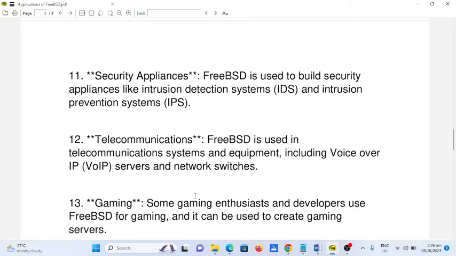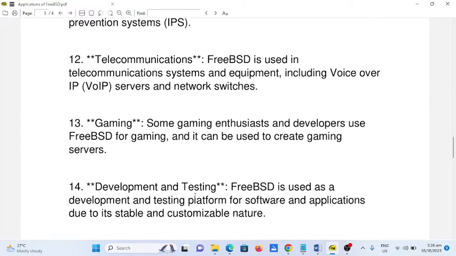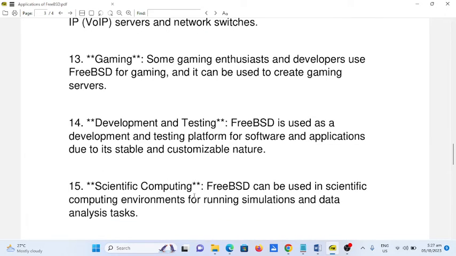FreeBSD is used in telecommunications systems and equipment including voice over IP or VoIP servers and network switches. Number 13, gaming. Some gaming enthusiasts and developers use FreeBSD for gaming. It can be used to create gaming servers. Number 14, development and testing. FreeBSD is used as a development and testing platform for software and applications due to its stable and customizable nature.